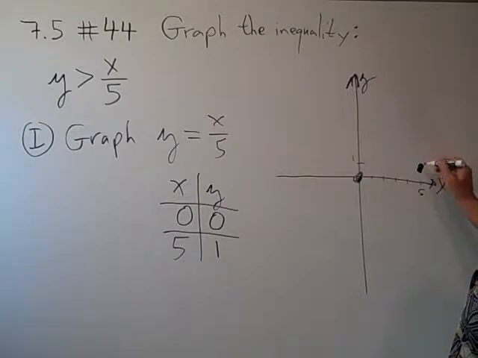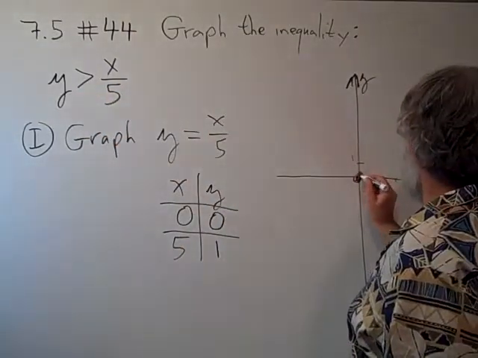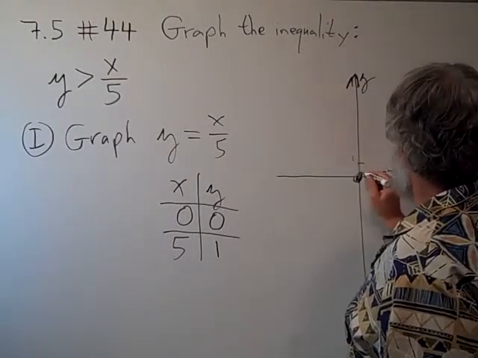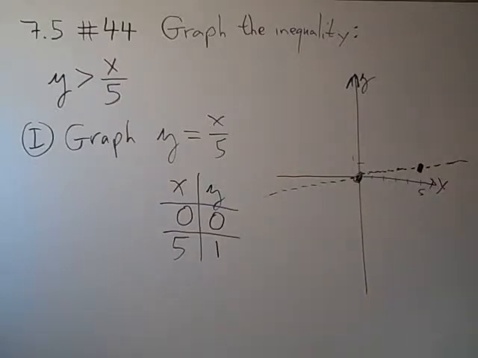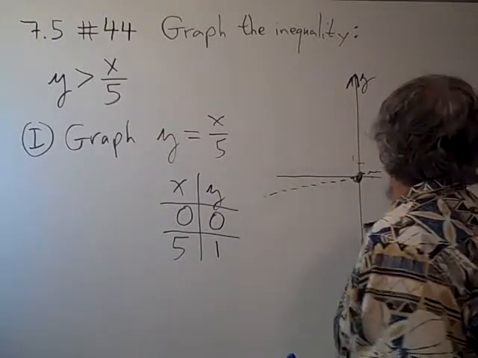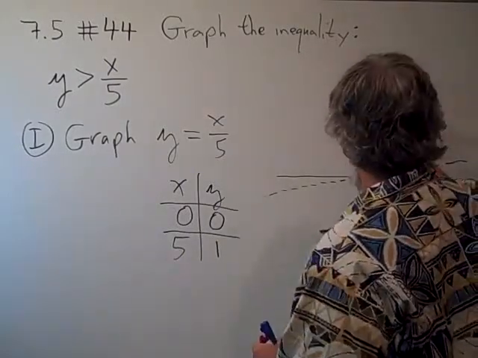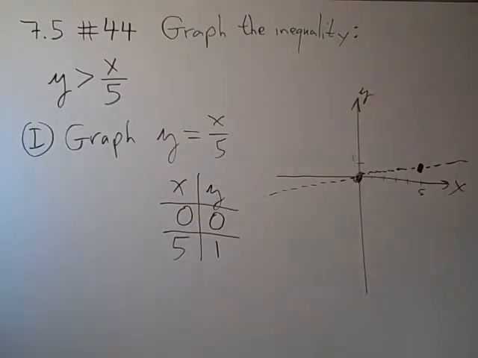So this line, which will be a dashed line because we're not including or equal to, so we're not including the actual points on the line, looks like this. Now we have to determine which side of that line to shade. So which side of the line to shade?